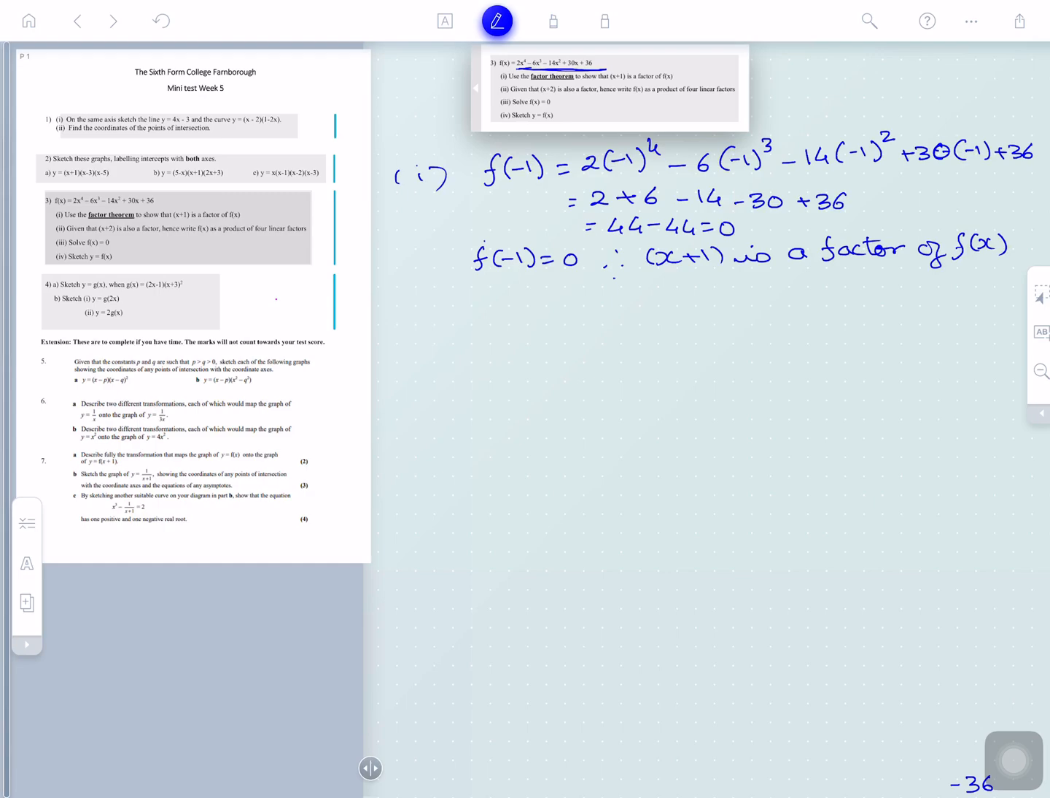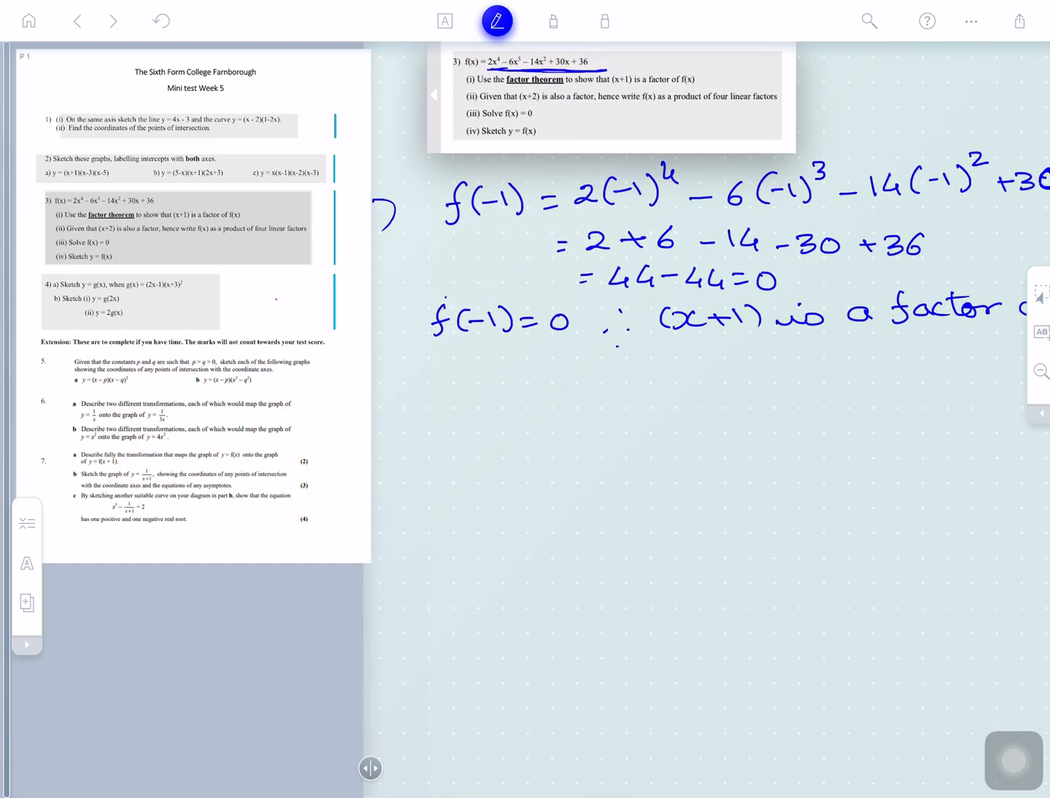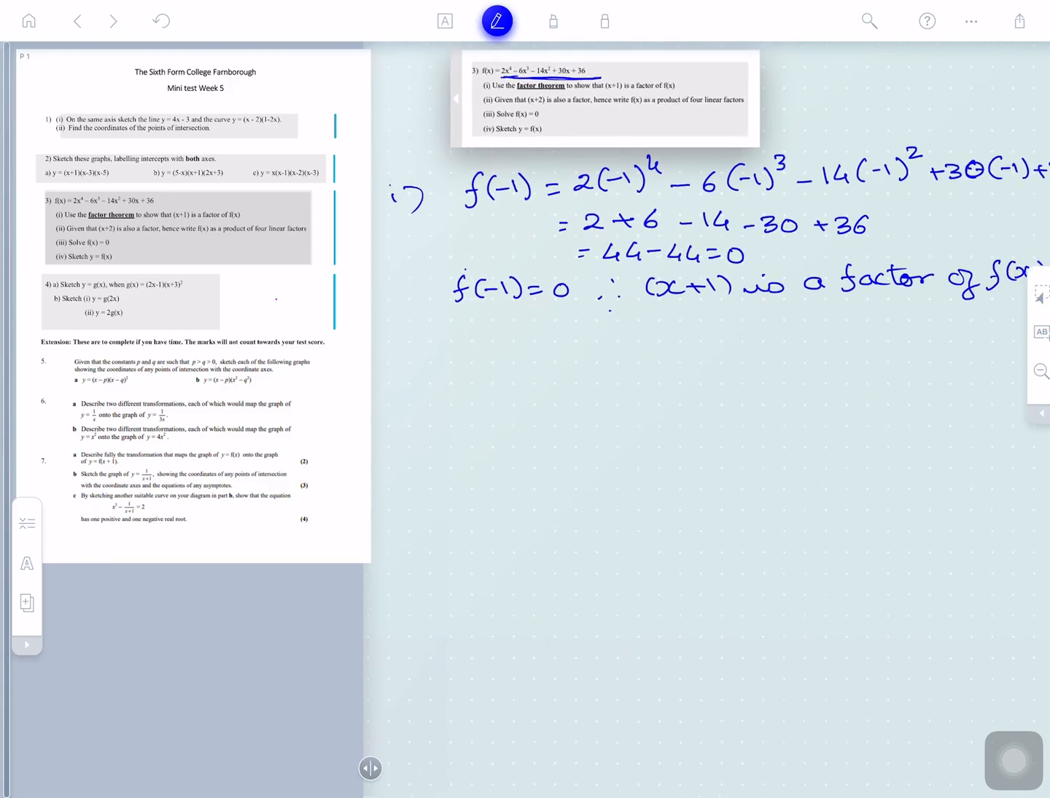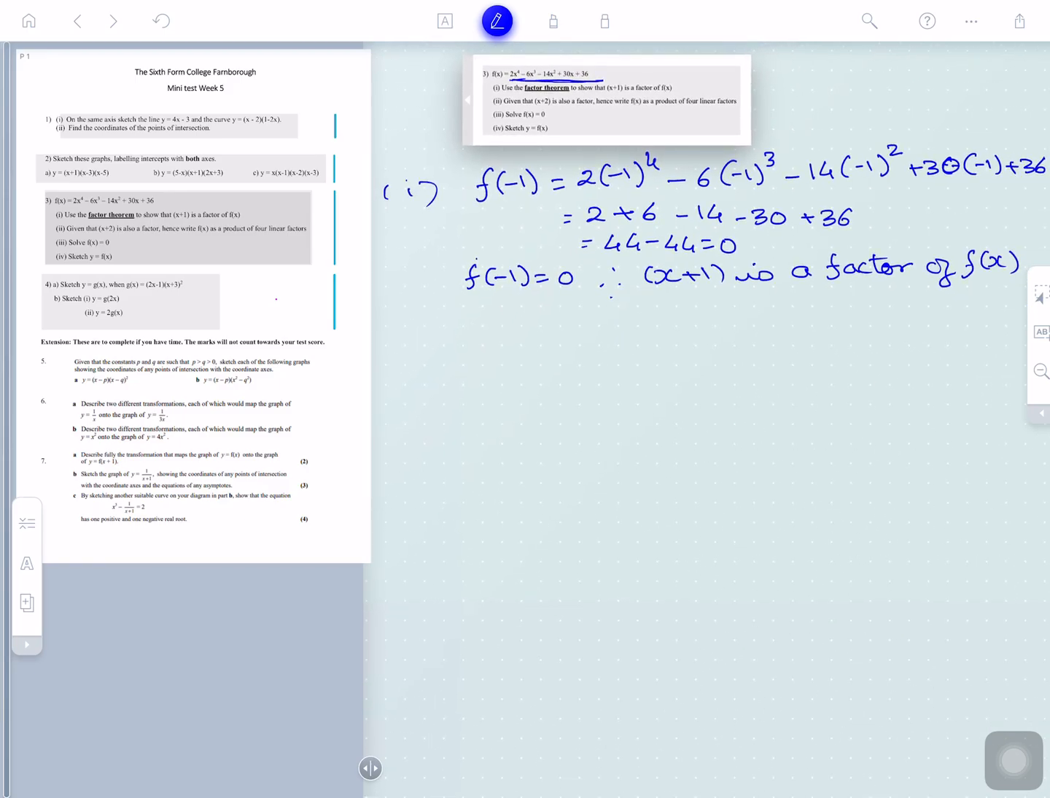Okay, for part 2, it says that x plus 2 is a factor. Hence, write f of x as a product of 4 linear factors. So for that, we know x plus 1 is a factor, and they've said that x plus 2 is also a factor. So if I times these out, x plus 1 times x plus 2, I'll get x squared plus 3x plus 2. And if I divide f of x by this, I should get the other 2 factors.